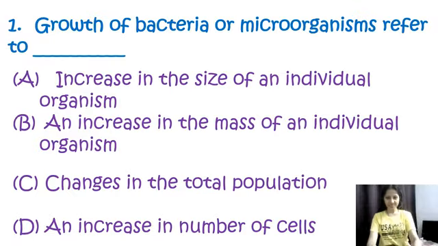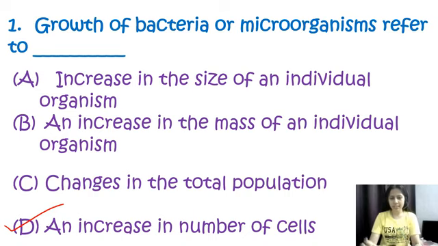So now let us proceed. Question number 1: growth of bacteria or microorganisms basically refers to, so options are an increase in the size of an individual organism, an increase in the mass of an individual organism, a change in the total population, or an increase in the number of cells. So over here, the growth of bacteria or microorganisms basically refers to an increase in the number of cells. So my correct option will be D, that is an increase in the number of cells, rather than an increase in the size or mass of an individual organism.